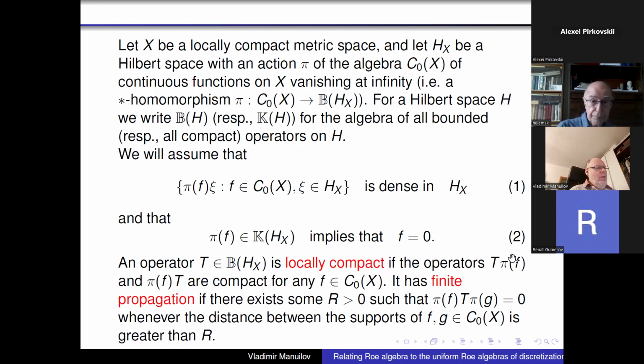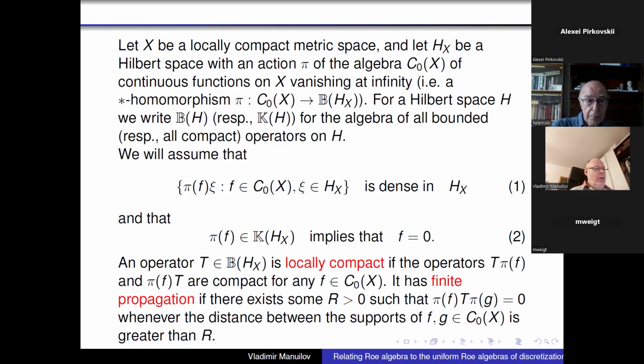If these are satisfied, then one can define an operator T, which is called locally compact if its two products, the right side and the left side product with pi of any function f, are compact, and it has finite propagation if the product pi of some function f, T, pi of some other function g vanishes whenever the distance between the supports of functions f and g is greater than some number r.